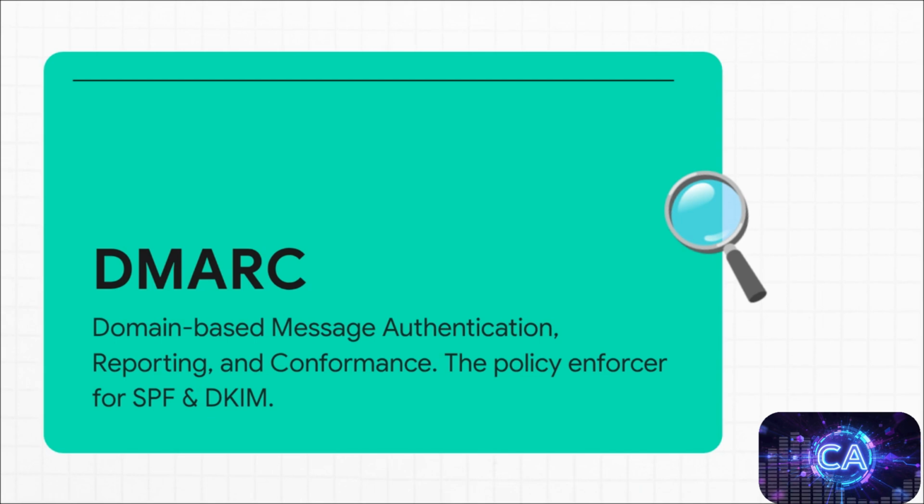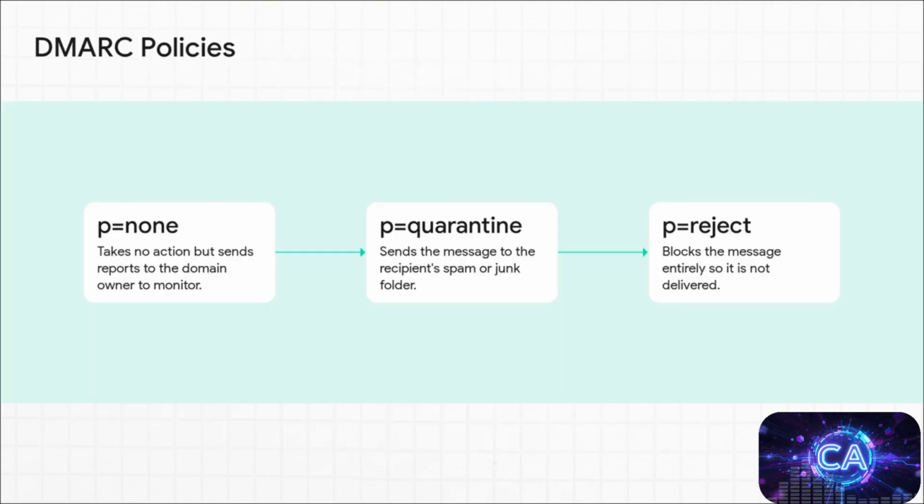DMARC is the boss. It doesn't check the IDs itself. Instead, it just looks at the reports from the bouncer, SPF, and the seal inspector, DKIM. And based on what they say, DMARC tells the mail server exactly what to do with any shady messages. And this is where DMARC is an absolute game changer. It gives the domain owner the power to set the rules.